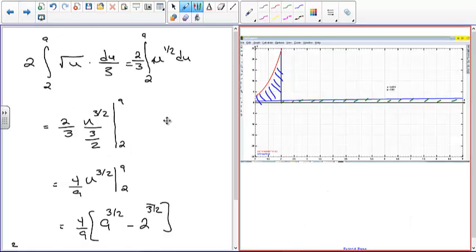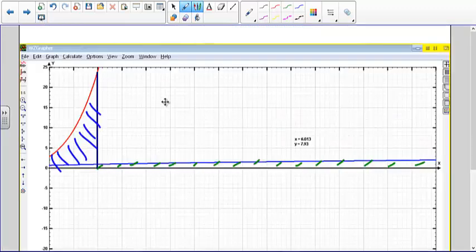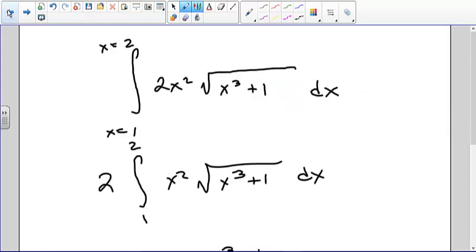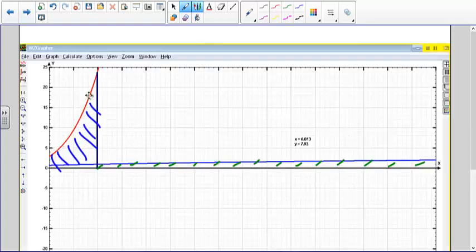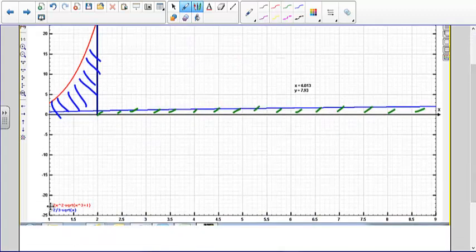Okay. But actually, let's look at this graph. This graph is the two functions that I was talking about. This is the original function, which was 2 times x squared times the square root of x cubed plus 1. If I plot that function, it looks like this. And if I look at the scale, here's 1. This blue hashed area represents the area underneath the original curve between 1 and 2. So that's what we were trying to find.